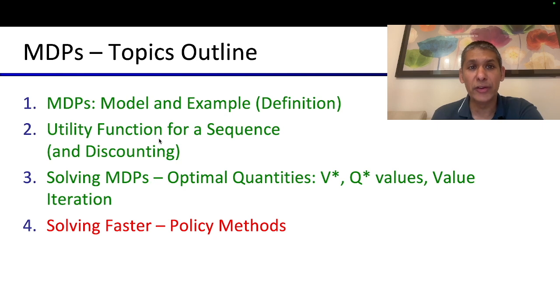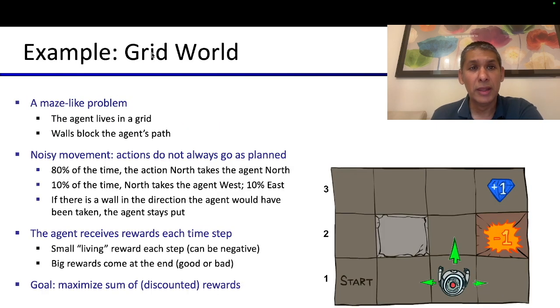We have already talked about the model and example, the grid world example, which is a maze-like problem. The agent lives in an n by m grid matrix, and the walls block the agent's path. There's some noisy movement: sometimes it tries to go this way, but ends up that way. There's a certain discount for the rewards. It can get a living reward, or it can get a bigger reward at the end. And that's all defined in your overall grid world definition, the MDP definition.